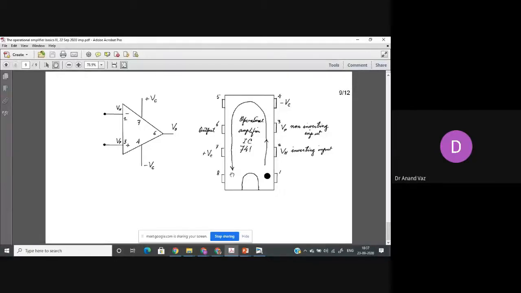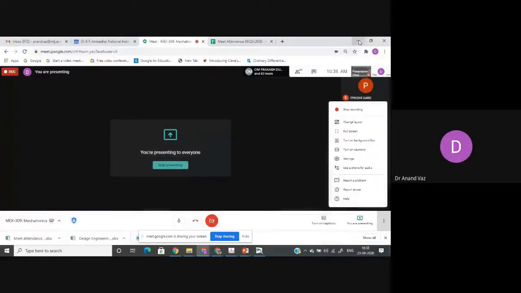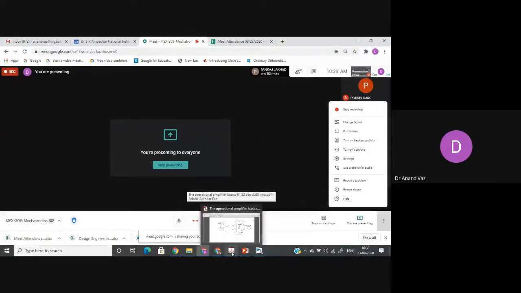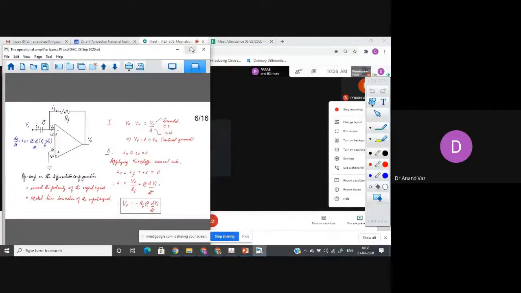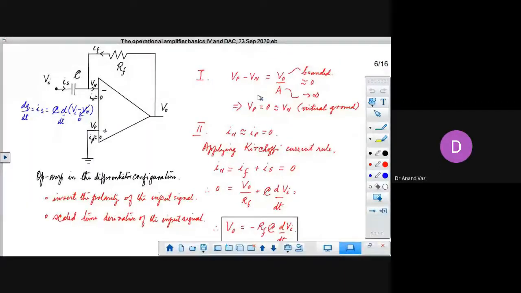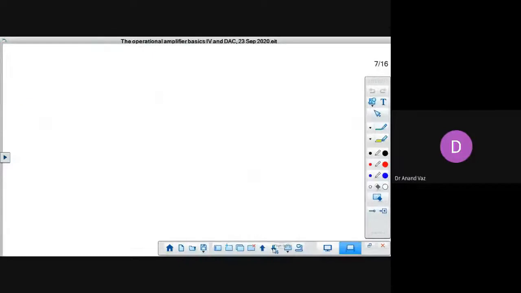In today's lecture, we'll go a step further. Now we'll try to apply the operational amplifier to the devices that we have to use in mechatronics. So we'll try to use it to create digital to analog conversion. And what exactly do we mean by this? I'll explain to you. Let us discuss this.